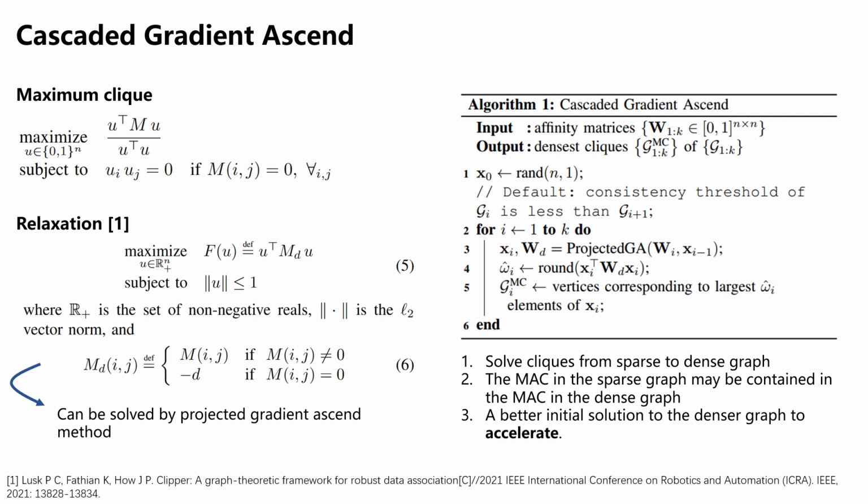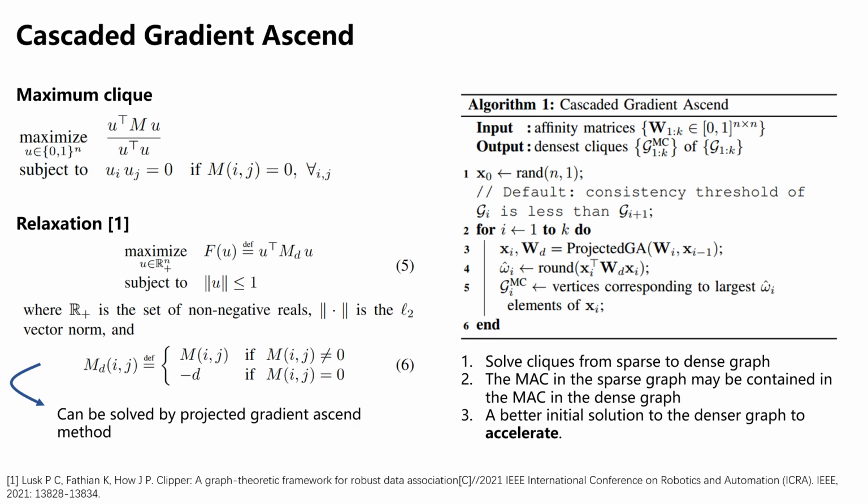In our algorithm, we start with a sparse graph. We have observed that the maximum cliques of this sparse graph are likely to be included in the maximum cliques of the next graph. Therefore, instead of independently solving each graph, we use the results from the previous iteration as the initial values for the next iteration. This approach accelerates the solving process, as it avoids starting from scratch for each graph and takes advantage of the previous solution.